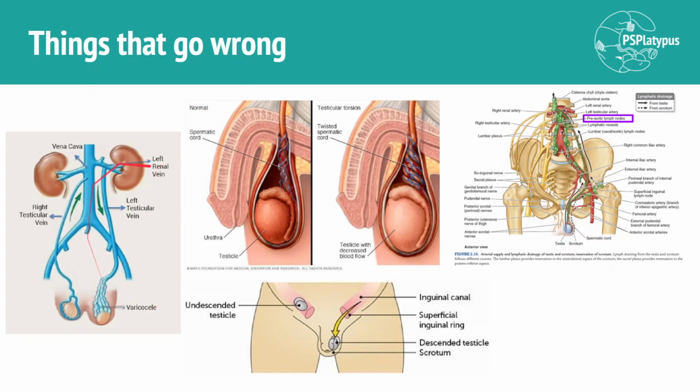For example, you can get varicocele, which is the pampiniform plexus being swollen. We can get testicular torsion, where you get twisting of the spermatic cord, which is pretty painful apparently. It couldn't be me. Then there are undescended testicles. We do have lymphatic drainage, but we can get cancer metastasis through this lymphatic drainage, and we want to know roughly what path it travels in, because that's going to be pretty useful for us.